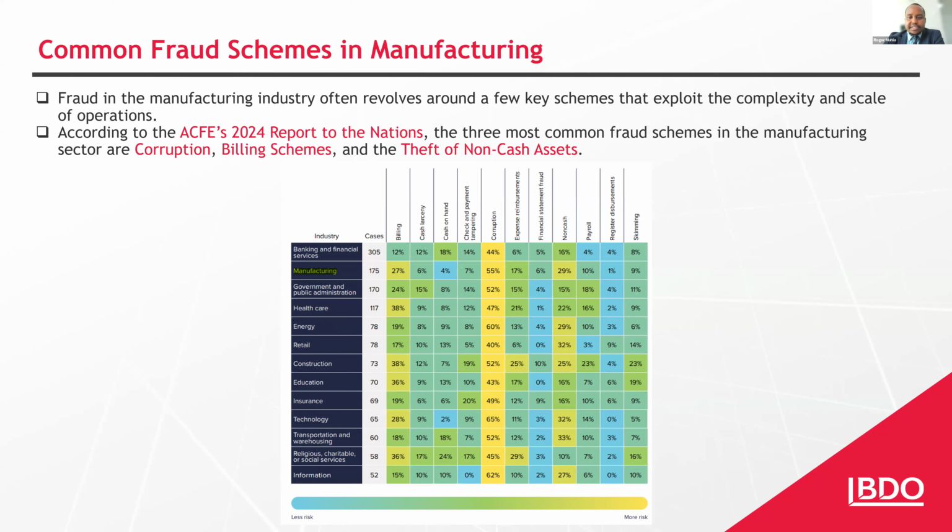So just to expound on it a bit further, corruption is, as I said, the most prevalent form of fraud in manufacturing. As you can see from the data from the ACFE report, it affects about 55% of cases in the sector. Corruption usually involves employees misusing their influence in business transactions, mainly for personal gain, and often at the expense of the company's integrity or profitability. The most common forms of corruption are bribery, kickbacks, and conflicts of interest.